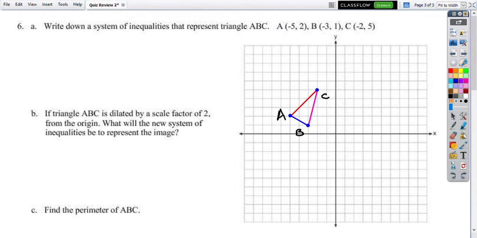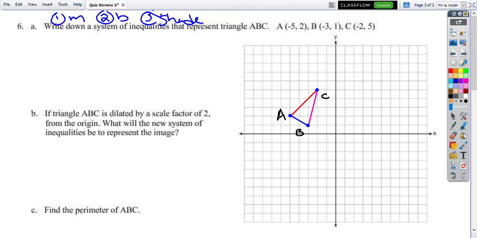Keep in mind, there are 3 things I need to do to find the inequality. Number 1, I need to find the slope. Number 2, I need to know what the y-intercept is, so I want to know what b is. And number 3, I want to know which way to shade. The shading is how I want to cover the triangle.